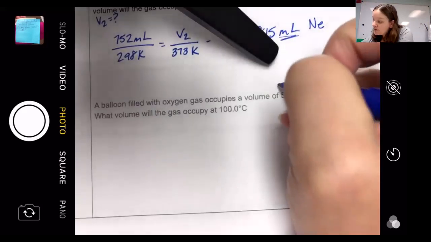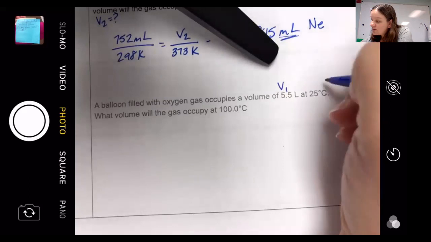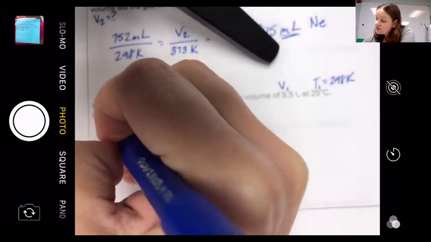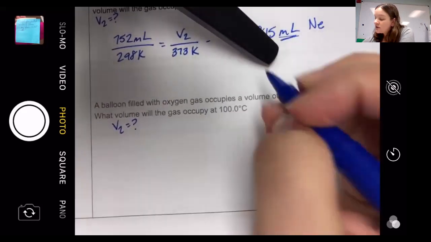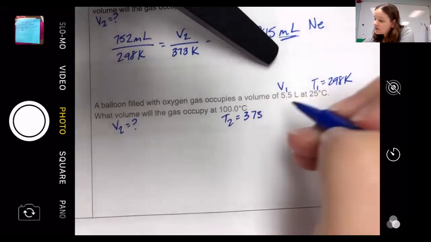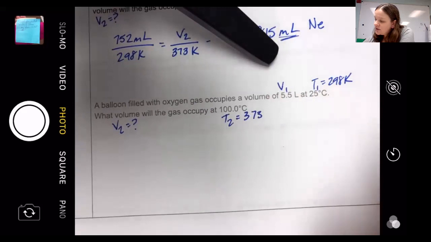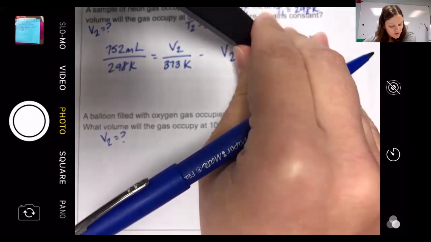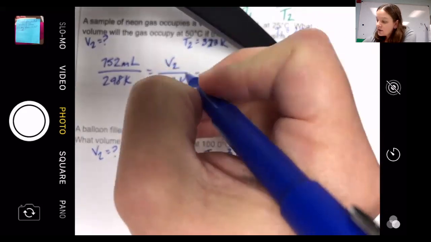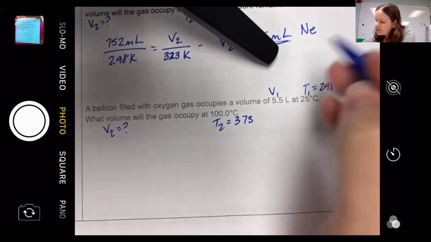All right, so we have V1 at 25, which is again 298 Kelvin, and at 100 we're going to find V2 again. 100 degrees Celsius is 373. That's not right. Oh, I made a boo-boo. That was 323. Couldn't figure out why those were the same number. 373 Kelvin.